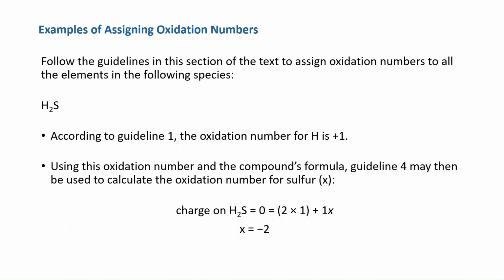Another example, you know hydrogen is plus 1. So plus 1 times 2 plus X. This is a molecule, so equals 0. So X has to be minus 2. You see, that sulfur is the same atom. Here it was plus 6. Here is minus 2. The oxidation numbers can vary a lot, okay?